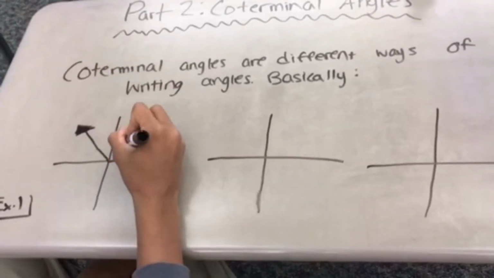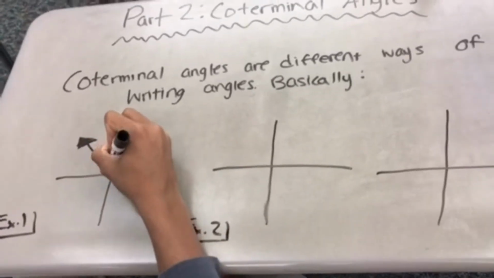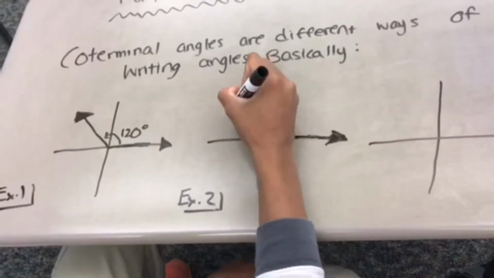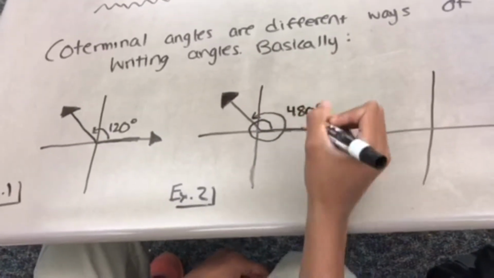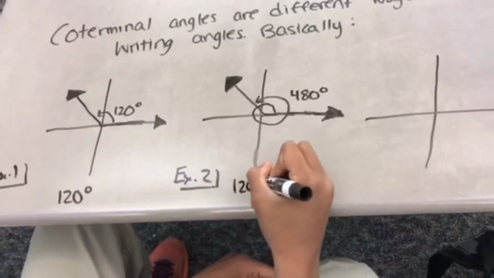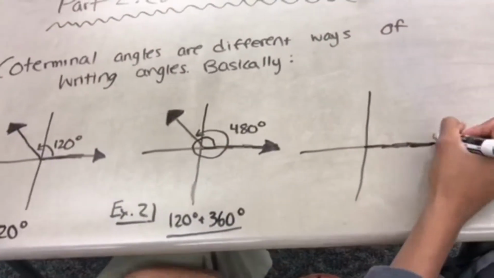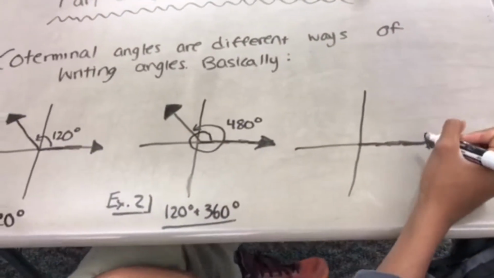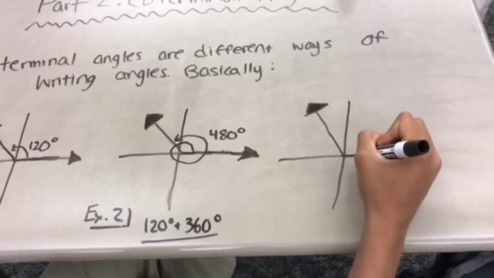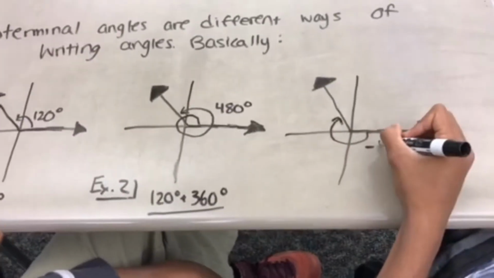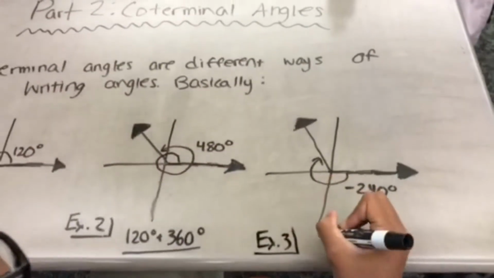So, we have our first example, which is just the regular way. It's not the coterminal angle, it's just the regular angle of 120 degrees. Then in example 2, we have 480 degrees, which is a coterminal angle of 120, because you add 360 degrees to the angle, going around another time, and you get 480 degrees. And then, in example 3, we're actually going to have a negative angle, which, again, is the same angle, just named differently. So we're going to have negative 240 degrees as that coterminal angle.